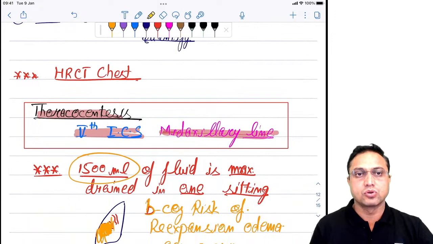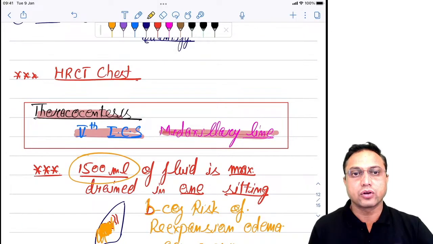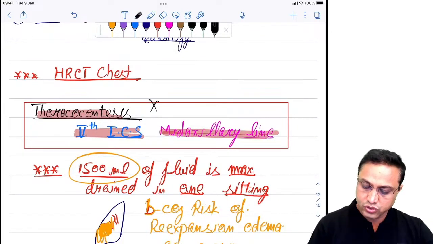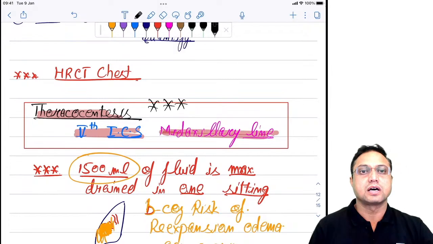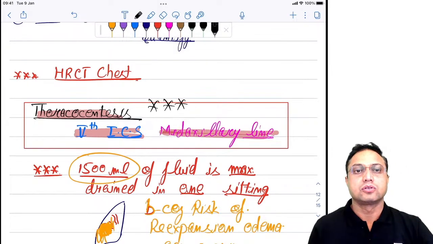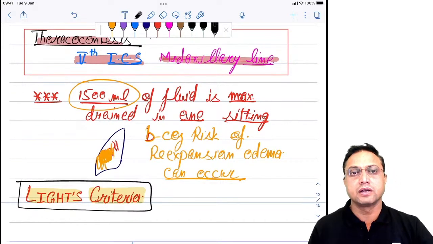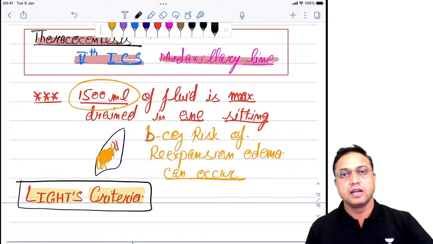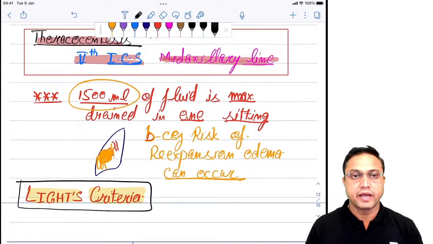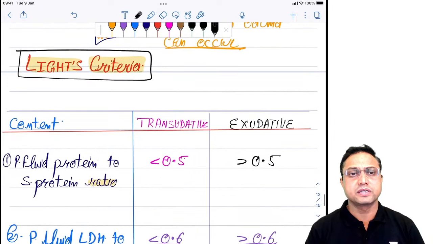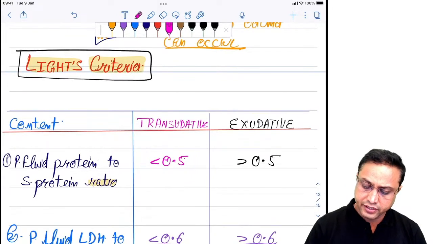HRCT is also helpful. What is the site of thoracocentesis? This is important, so put a star mark over here, right? Star mark means important. Thoracocentesis site is the fifth intercostal space, mid axillary line. How much fluid needs to be drained in one sitting? 1500 ml of fluid needs to be drained in one sitting. Why? Because there is a risk of re-expansion edema if you drain more than 1500 ml, right? This is an important criterion. Put a star mark over here, right?